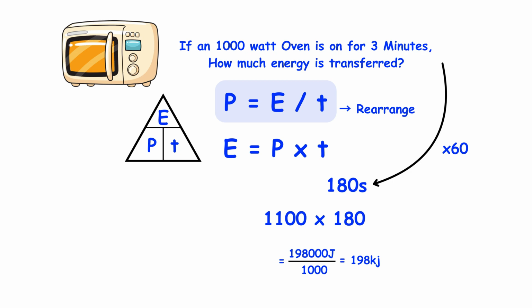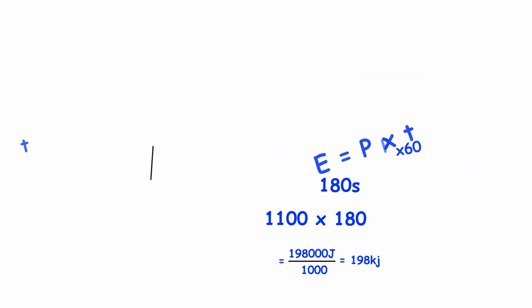And finally, we can substitute our values into the equation and do 1100 times 180 to get 198,000 joules. And whenever we have a big number like this, we can convert it to kilojoules by dividing it by 1,000, so we get 198 kilojoules as our answer.